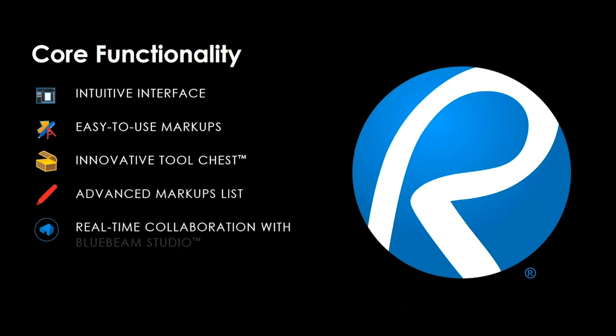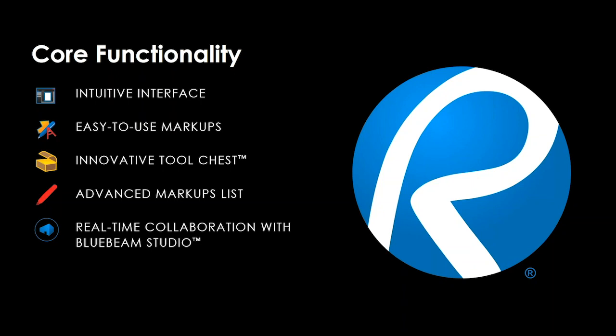The core functionality of the product, and these are some of the older icons, includes an intuitive interface to work with. The markup tools are easy to work with as well. There is something called a tool chest. Now, for each industry and each type of engineer, there are some preset markup tools, but it's also pretty easy to create your own markup tools and then create your own tool set that you can use on your machine or on other machines by exporting it.